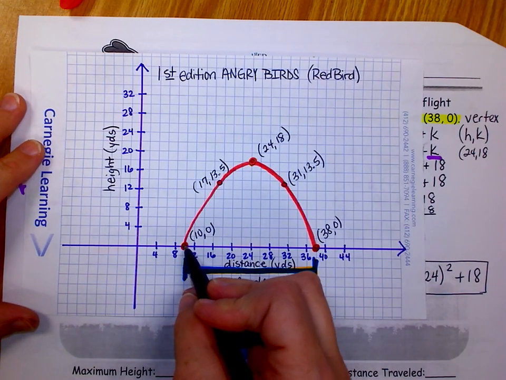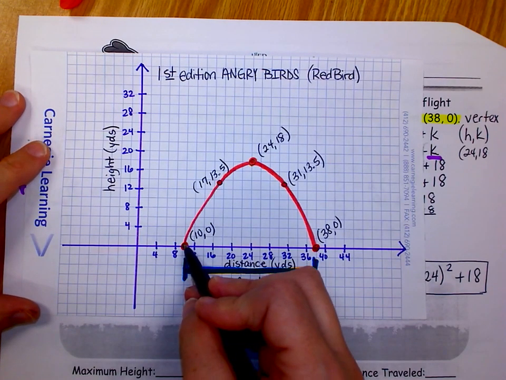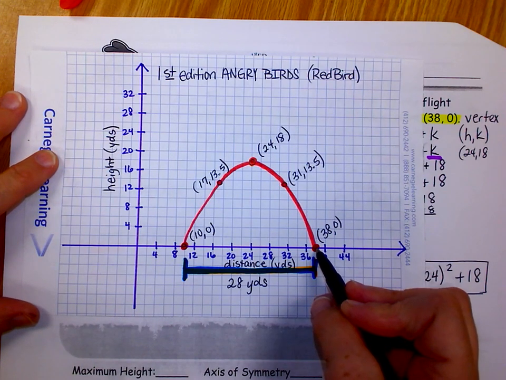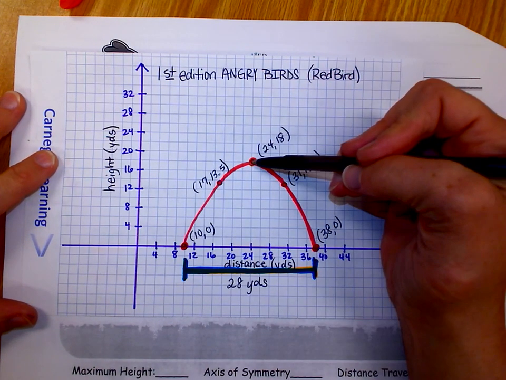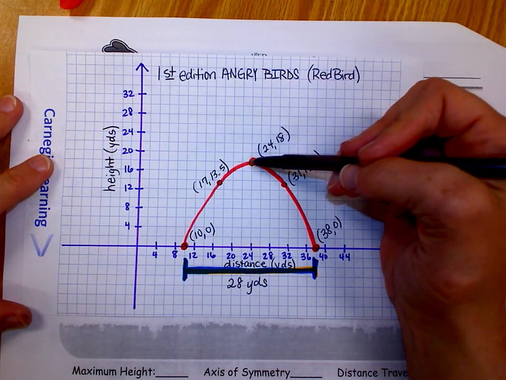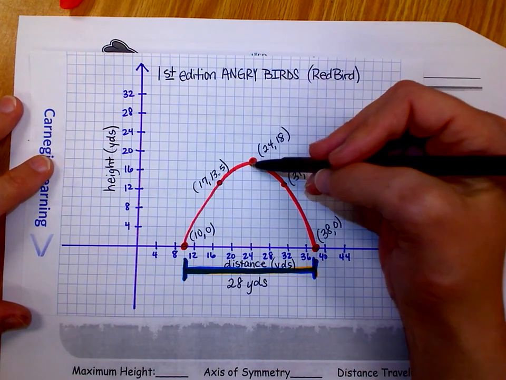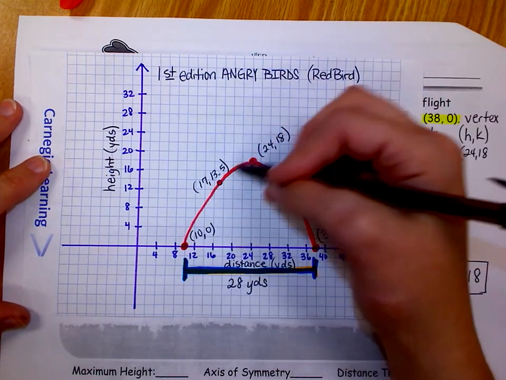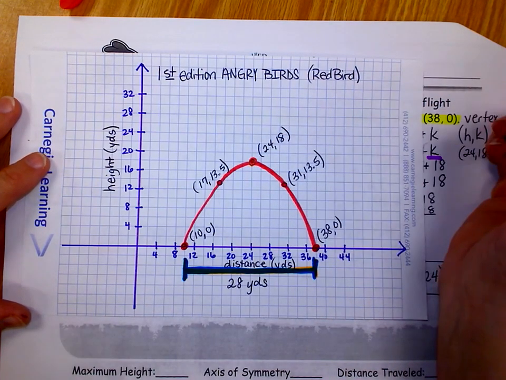I plotted the point 10, 0 where the bird began his flight. I plotted 38, 0 where he ended his flight. I plotted the vertex, which is 24, 18. This is the peak or the highest point of the flight. And then I plotted these 2 points in between that we just found so that I could draw a nice smooth curve and connect those together.